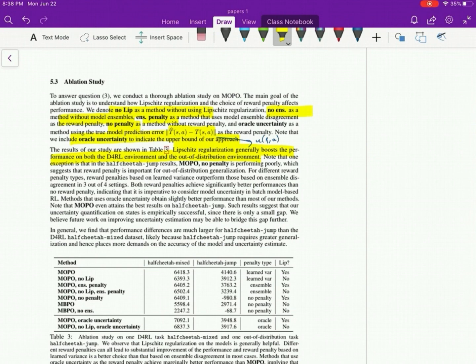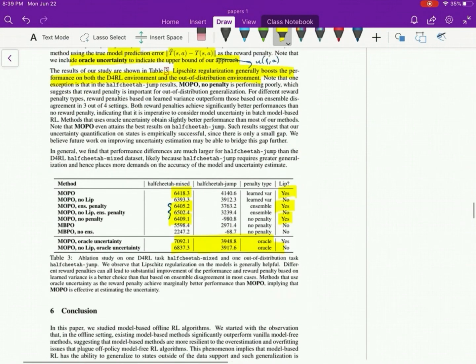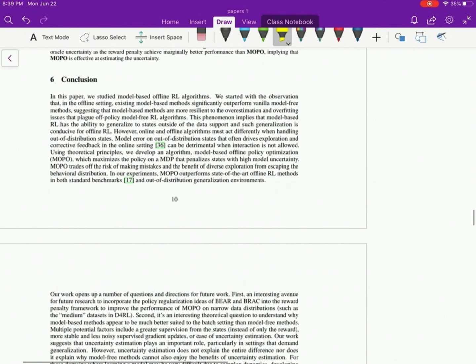So let's see. This is the ideal performance, the oracle. With Lipschitz regularization, these things are performing better. Yeah, but not in this set. So when you include the penalty, then maybe Lipschitz regularization is not needed. So yeah, this seems to be the conclusion of this experiment section.